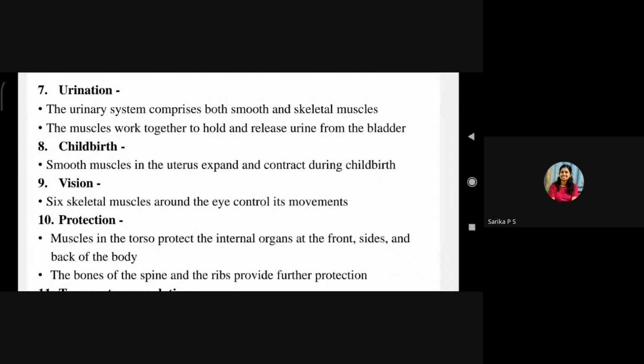As per the nature of muscles, we can only control skeletal muscles. Skeletal muscles are the only voluntary muscles. So the ending part is made up of skeletal muscle. That is why we can control our urine. But the inner part, the urinary bladder and all those, are made up of smooth muscles.